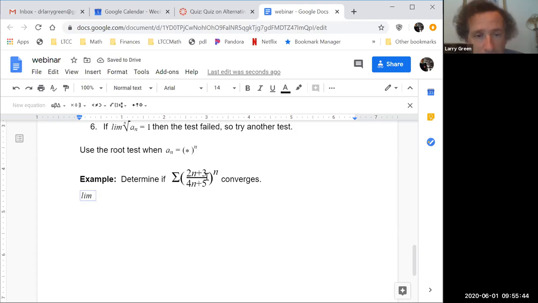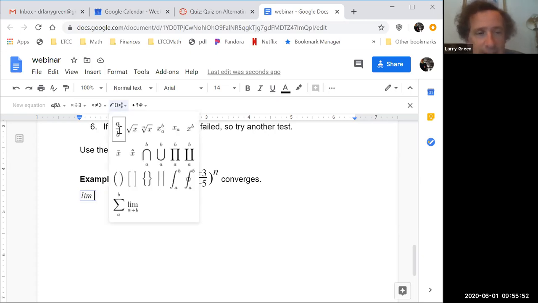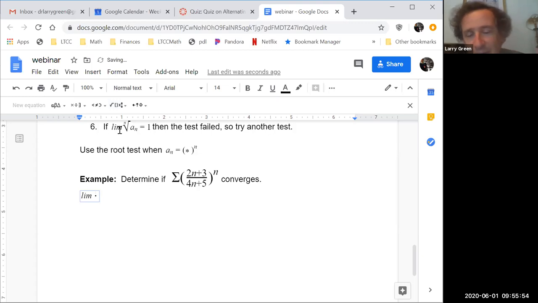And what we're going to do is we're going to take this limit and we're going to take the nth root of the nth power of this fraction. Well, that's the whole point of this, is the nth root of the nth power goes away. And you get (2n+3)/(4n+5). Okay, and that we can use L'Hopital's if we want.